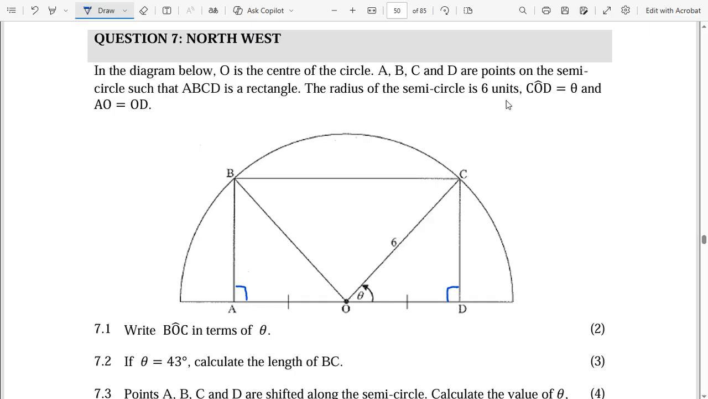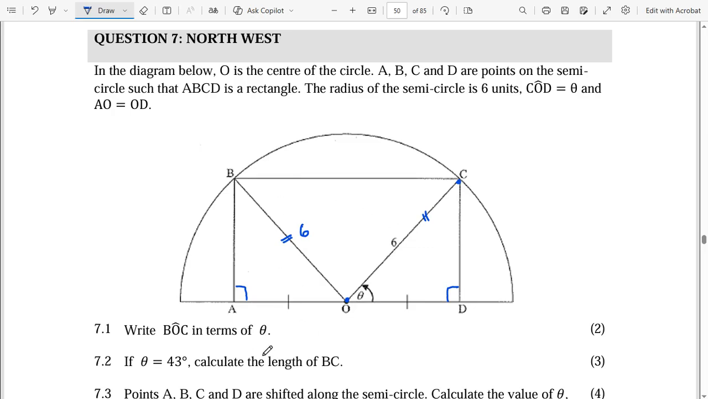So the radius of the semicircle is 6 units. Okay, so if the radius is 6 units, OC, which is the radius, is equal to that line, because BO is also a radius, a line from the center to the circumference. So this will also be 6. And they say the angle COD is theta. We can see that AO and OD are equal.